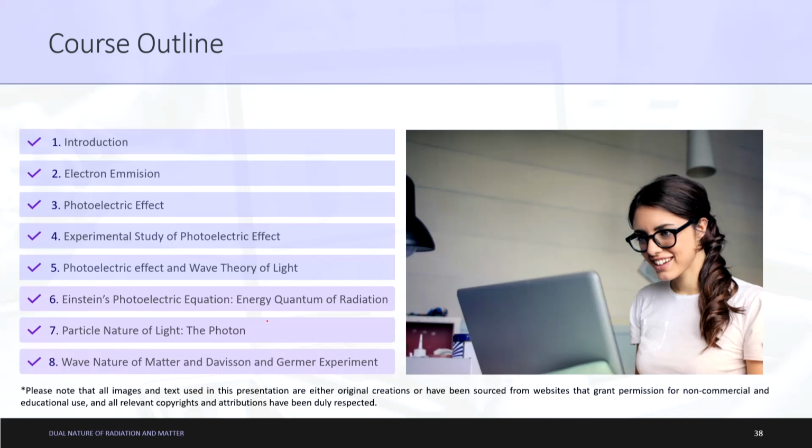Let's begin our discussion. So right now we are on the 7th part, that is the particle nature of light, that is the photon. In previous discussion we already completed the introduction part, electron emission part, photoelectric effect, experimental study of photoelectric effect and wave theory of light, and we completed with Einstein's photoelectric equation, that is energy quantum of radiation. Okay. So let's start with particle nature of light, that is photon.